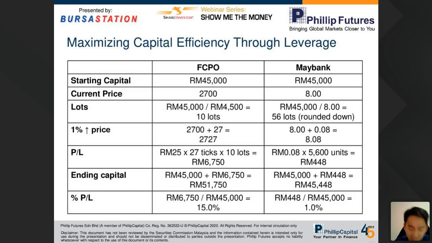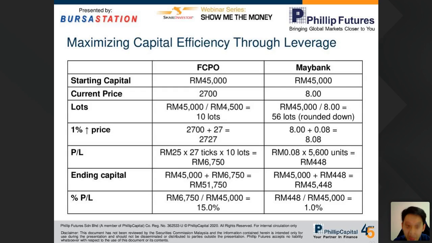I'll provide an example here where on the left, FCPO is a leverage product. Then on the right hand side, Maybank stock without leverage. Purely one-to-one, no leverage. FCPO is a leverage product, futures on crude palm oil. We start off with a starting capital of 45,000 on both counters, fully invested. Now I'll walk you through with a 1% increase in price. As you can see on the fourth row here, 1% increase in price, how much percentage of profit and loss you can generate.